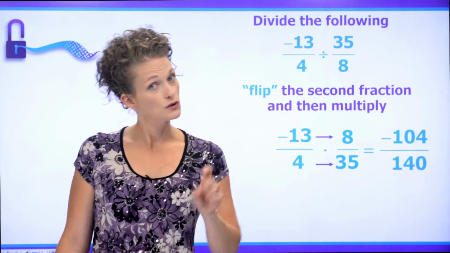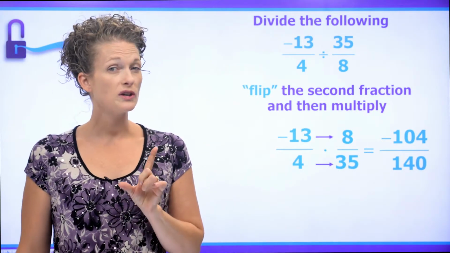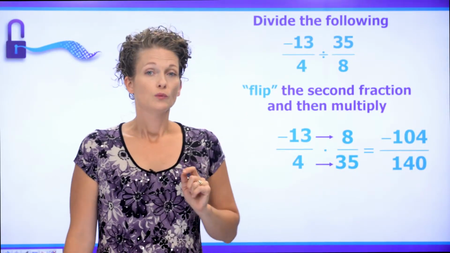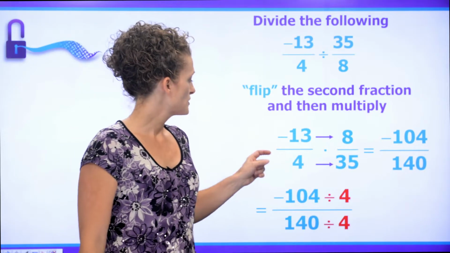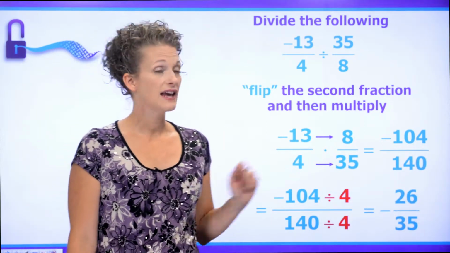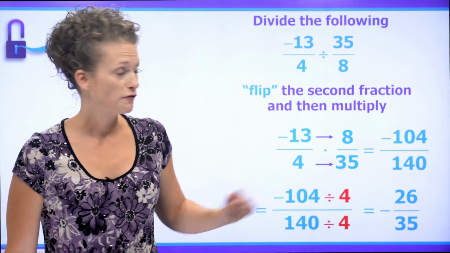Now you'll notice that those two numbers, the numerator and the denominator, are even numbers, so we are not quite done. We want to simplify. We can simply divide both the top and the bottom by 4, and we see that we get negative 26 over 35. Now that is a simplified fraction.